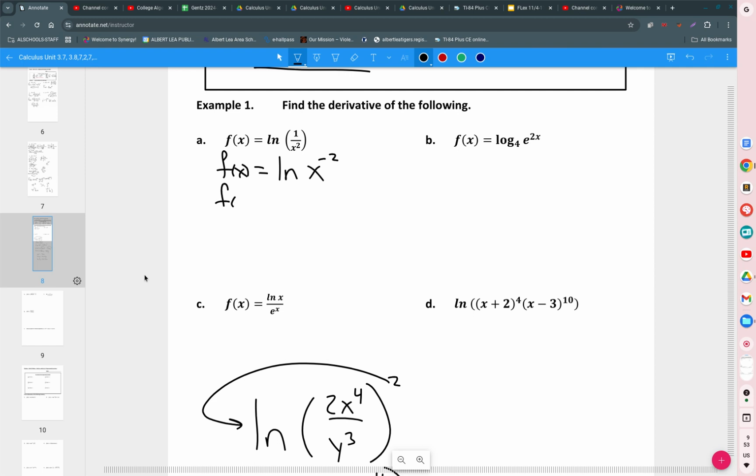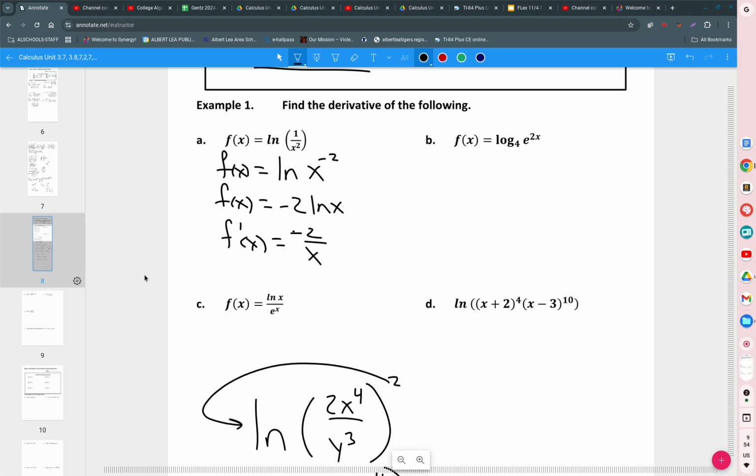And then I'm going to rewrite it again. F of x is equal to negative 2 natural log of x. And now I'll take the derivative. What's the derivative of natural log? 1 over x. So it's negative 2 over x.